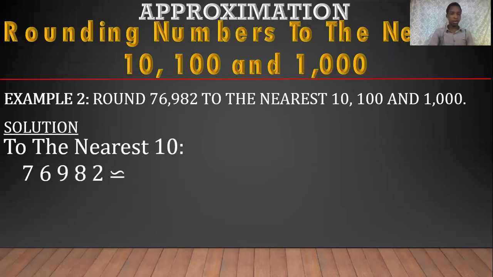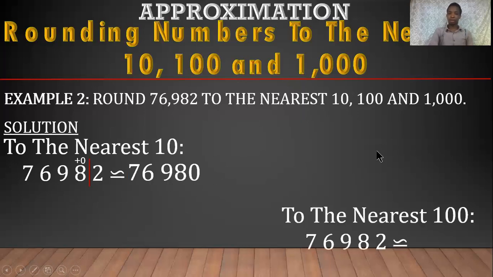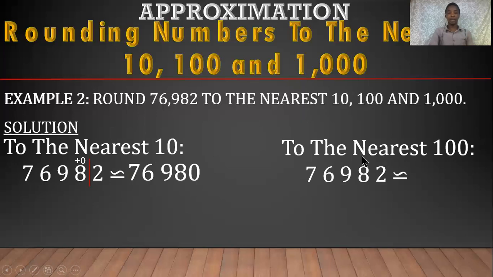Now, to the nearest 10, okay, again, my place value: 2 is my unit, 8 is my 10. So my line will come after it. Then I check the number after the line. So in this case, I'll be rounding down because it's not up to 5. So I'll add 0 to my 8, that's plus 0. My answer will then be 7, 6, 9, 8 plus 0 remains 8. The number after the line changes to 0. So that will be 7, 6, 9, 8, and 0, which is 76,980.